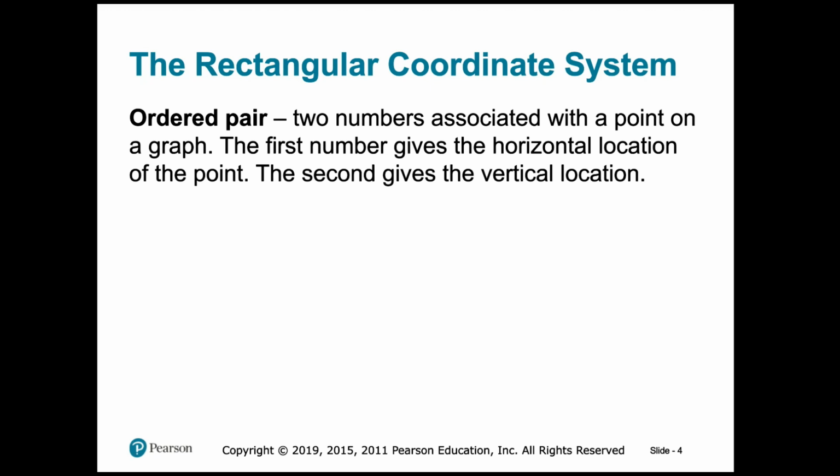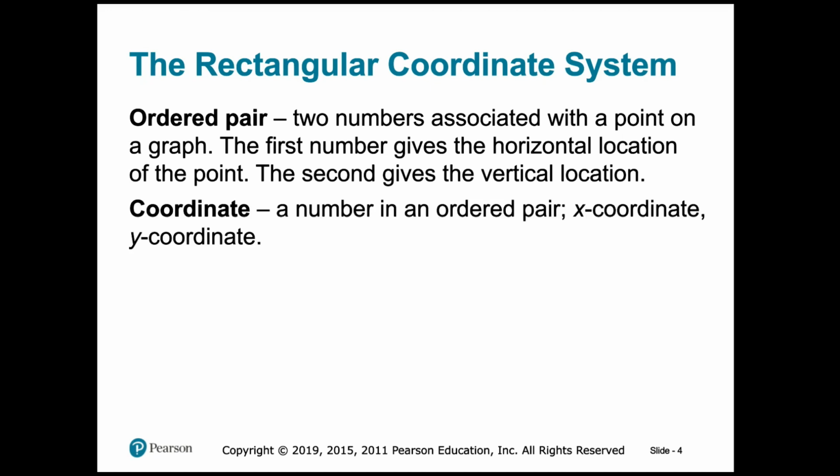They are generally written inside parentheses with a comma between them. The first number is our horizontal number. It tells you how far we're going over. The second number is our vertical number that tells you up and down. If it's a negative number, you go down. If it's a positive number, you go up.